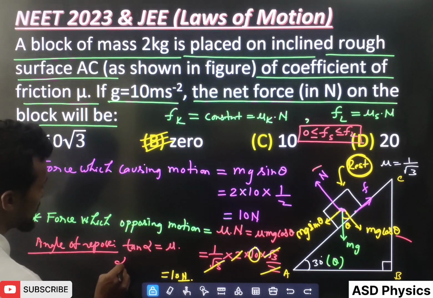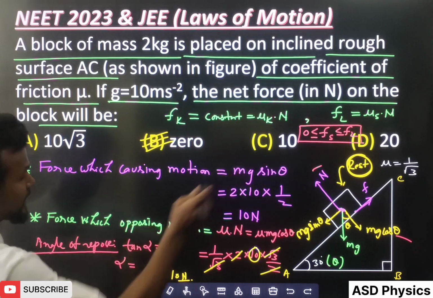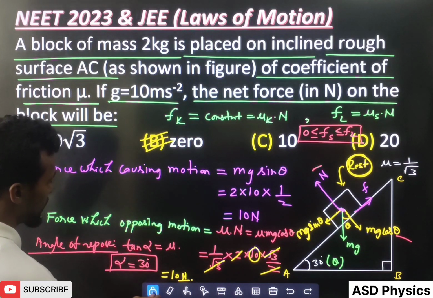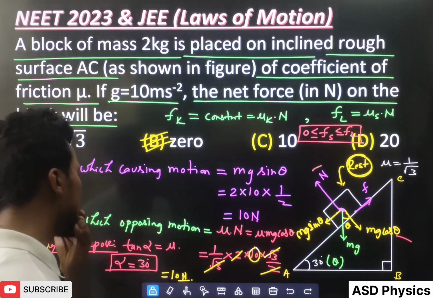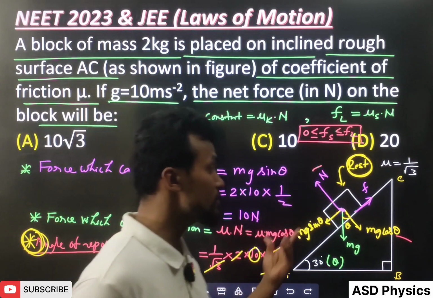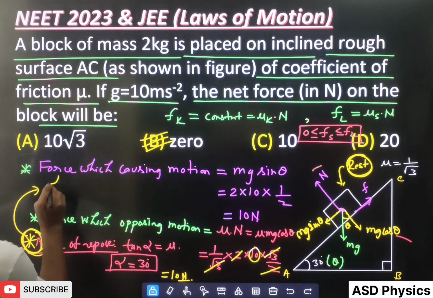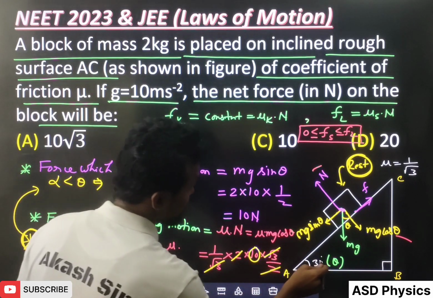And what is the value of alpha here? If I calculate the angle of repose, tan inverse mu, tan inverse 1 by root 3, what is coming? 30 degree. That is called the angle of repose here. I am telling you a new concept here, the angle of repose. When alpha is equal to 30 degree, both the forces will be balanced. So in this situation, when alpha is less than theta, now this is the theta, 30 degree.